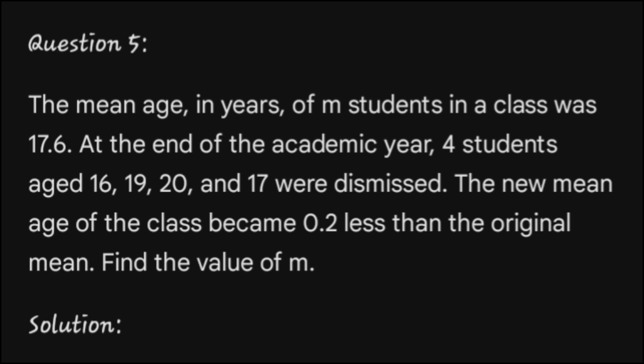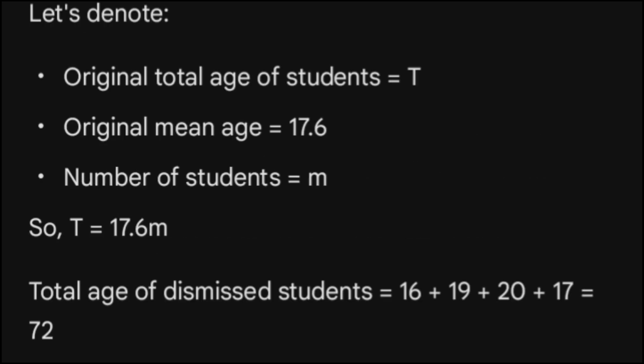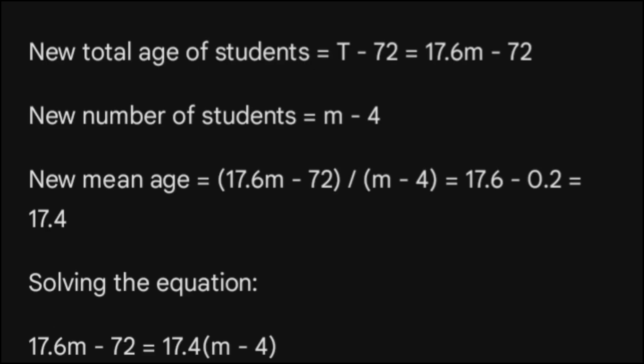Solution. Let's denote original total age of students equals T. Original mean age equals 17.6. Number of students equals M, so T equals 17.6M. Total age of dismissed students equals 16 plus 19 plus 20 plus 17 equals 72. New total age of students equals T minus 72 equals 17.6M minus 72. New number of students equals M minus 4.